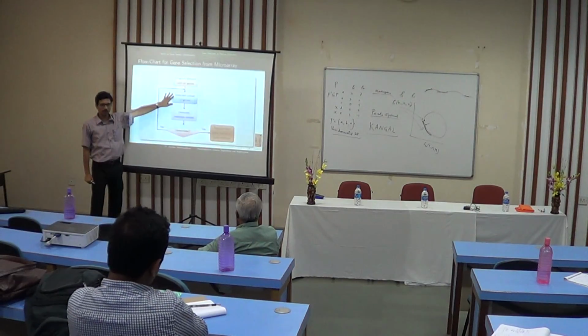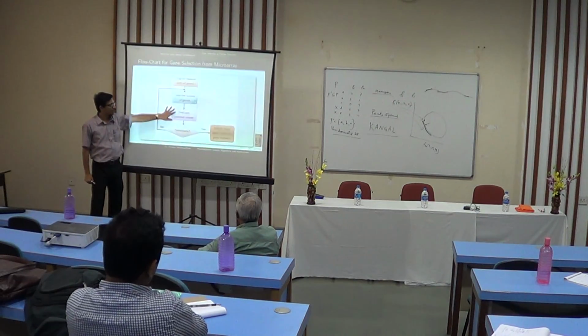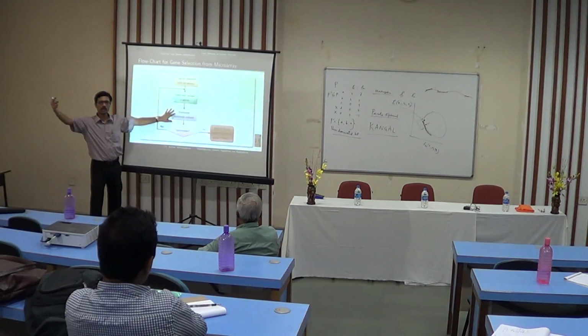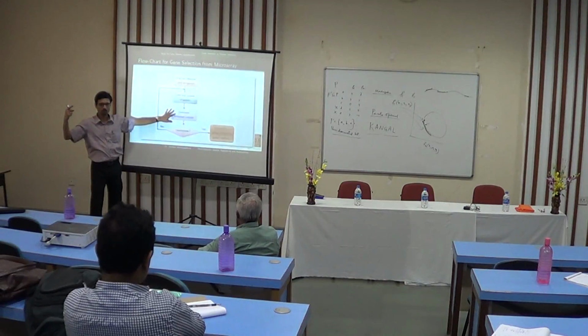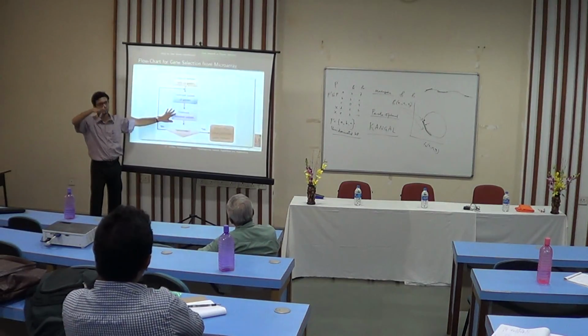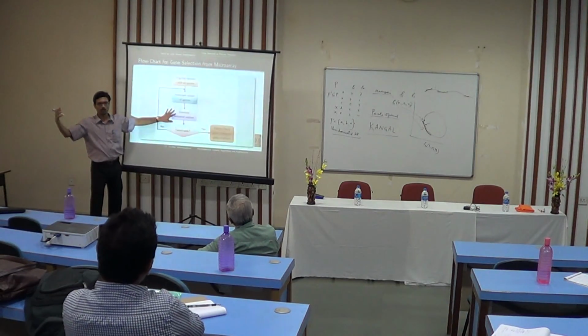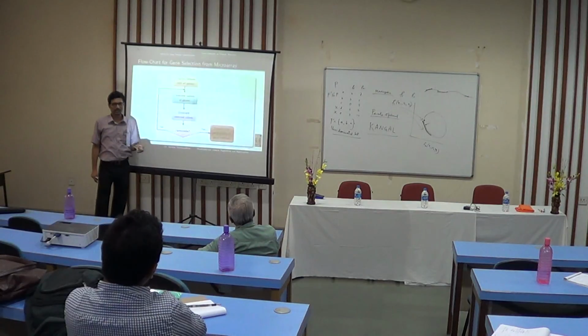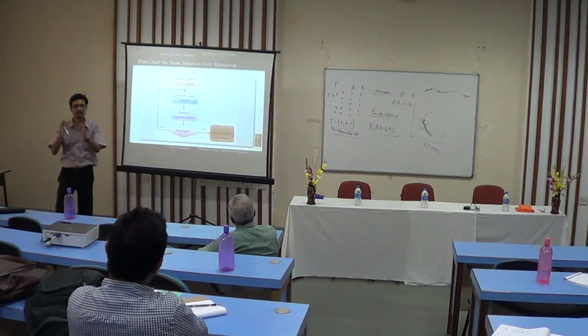We somehow select a subset of genes. We evaluate the selected subset in terms of some performance measure, that is, how these selected subsets of genes are performing in terms of classification, and that will go on until we are satisfied that we are getting sufficient classification.